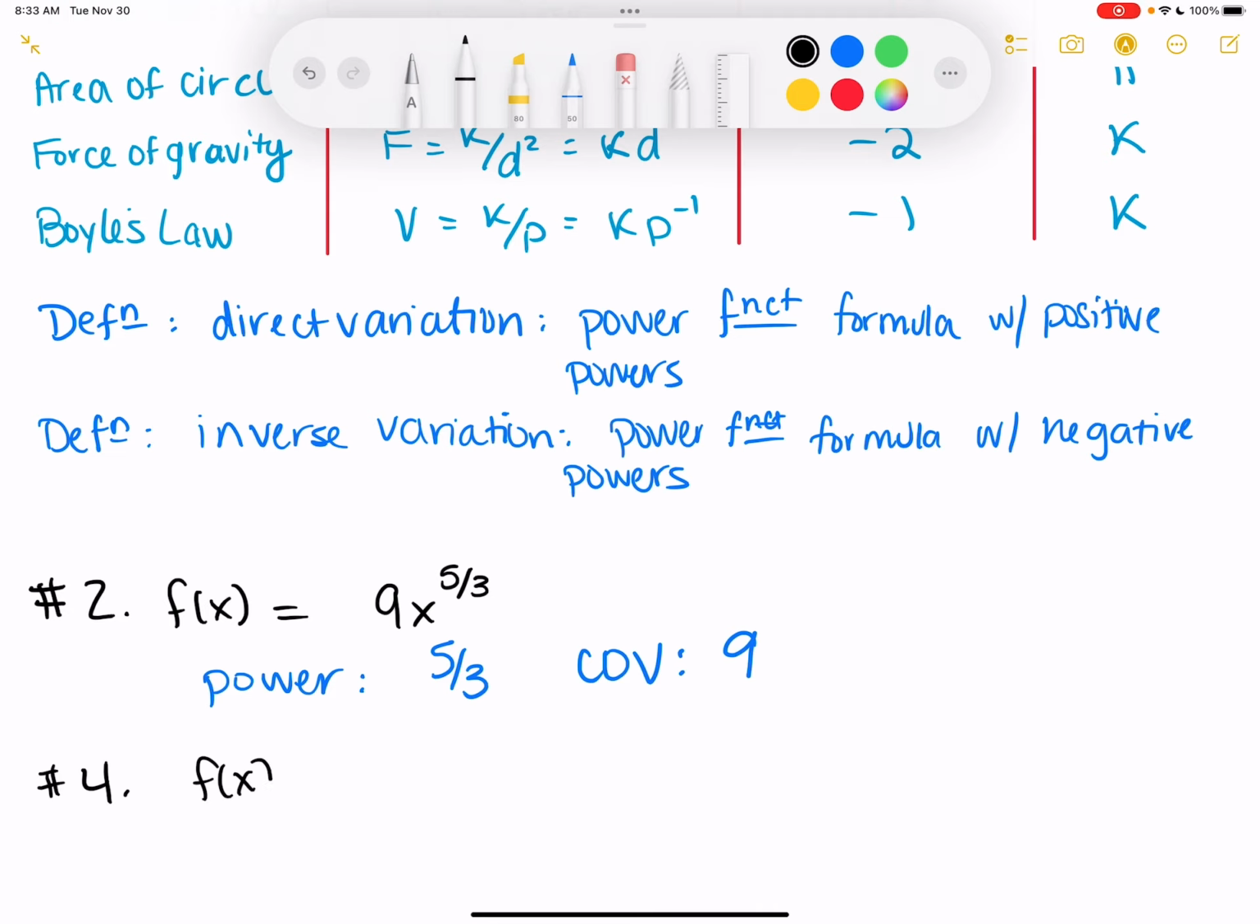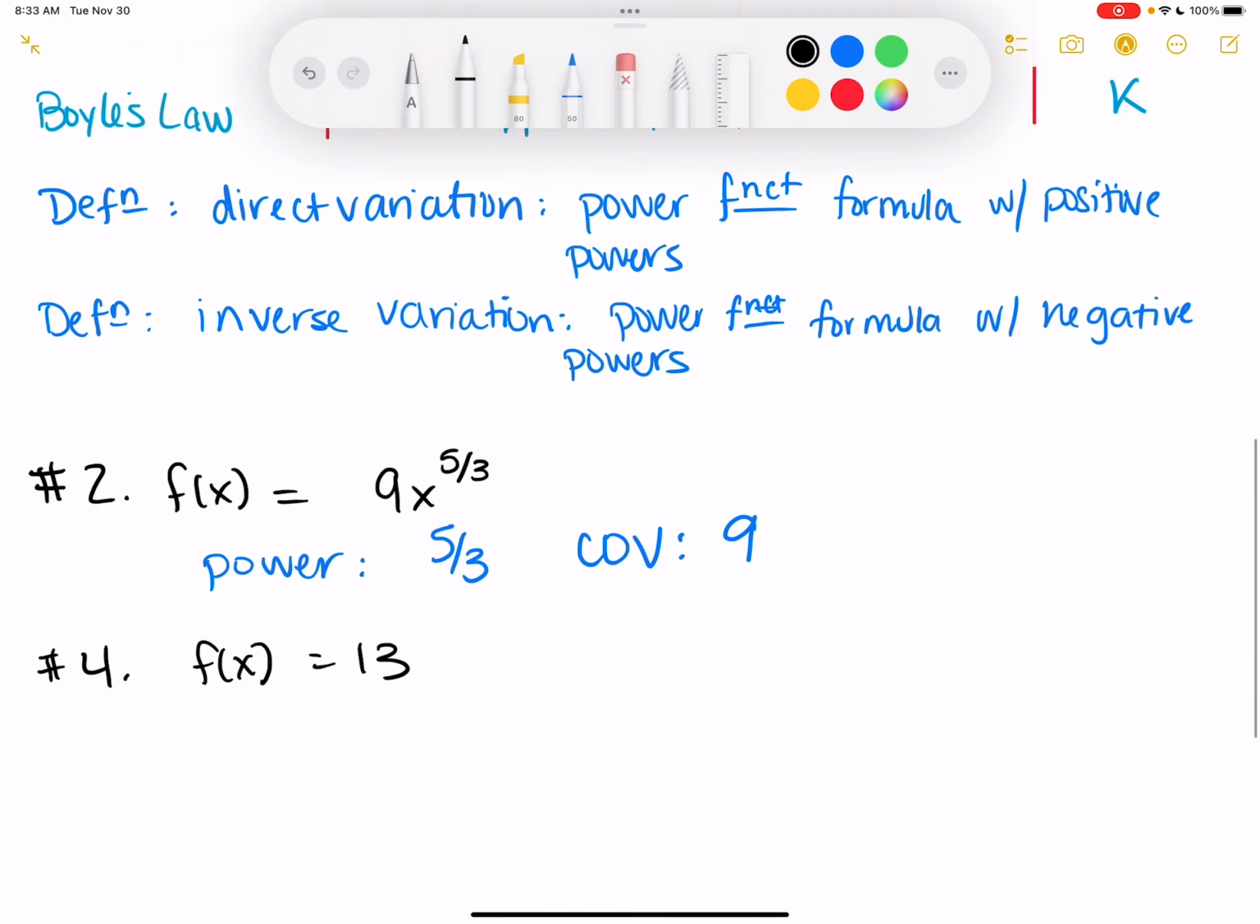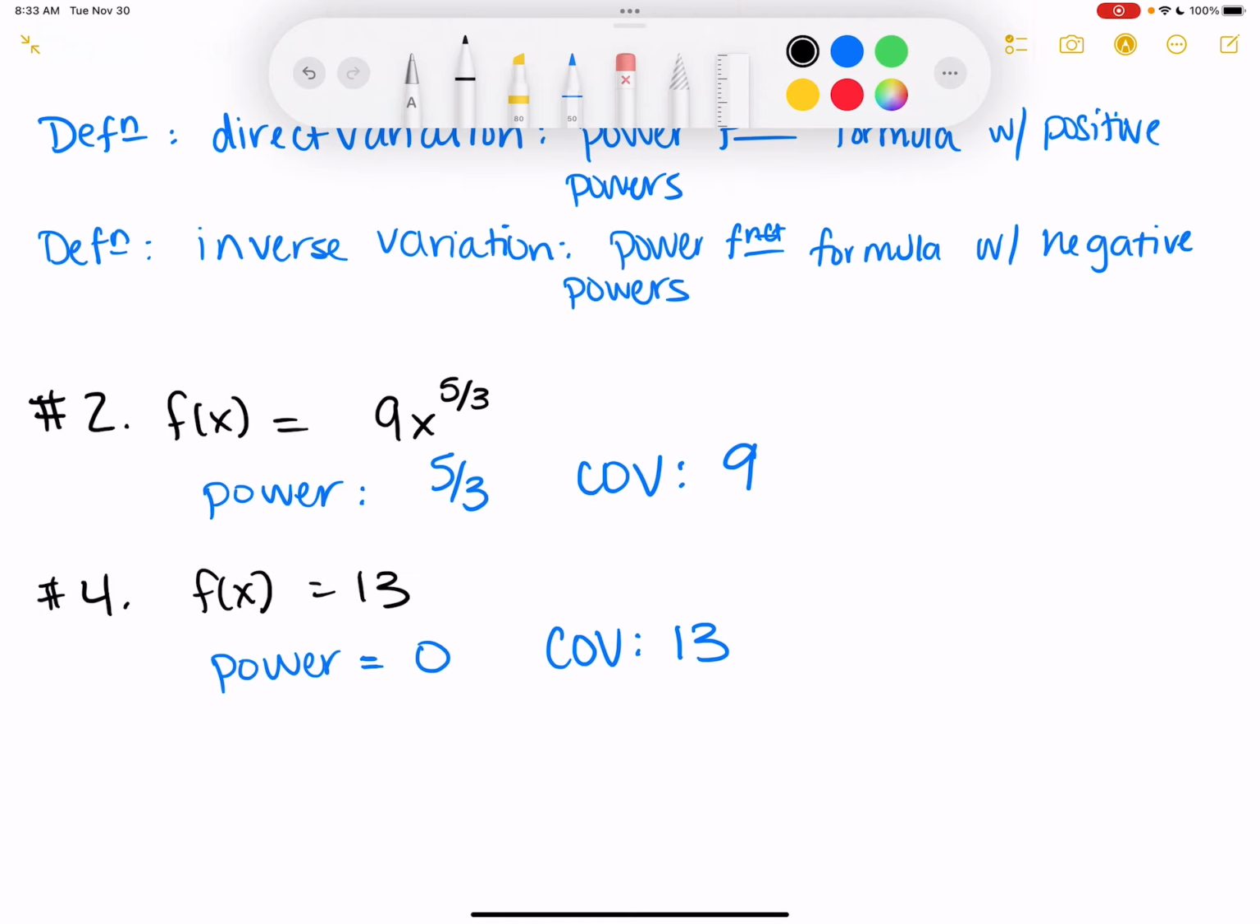F of x is equal to 13. Power is 0, there's no x, no variable. I don't know why I was thinking like 13 to the 1. Don't just disregard. Constant of variation, 13.